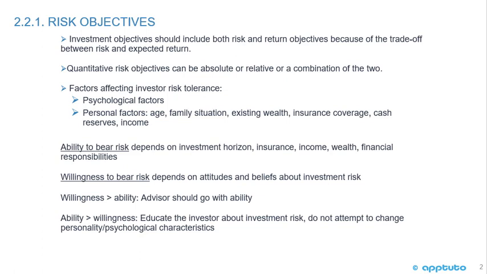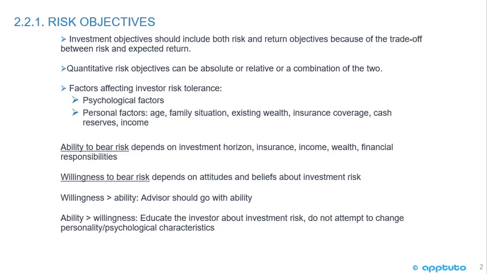Factors affecting investor risk tolerance. There are psychological factors as well as personal factors such as age, family situation, existing wealth, insurance coverage, cash reserves, and income. Now there's the ability to bear risk, which depends on the investment horizon, insurance, income, wealth, financial responsibilities, as well as the willingness to bear risk. Willingness depends on attitudes and beliefs about investment risk.